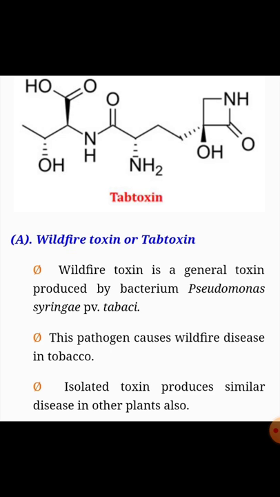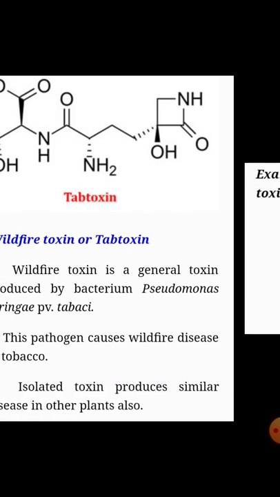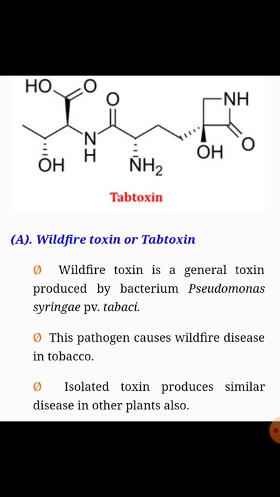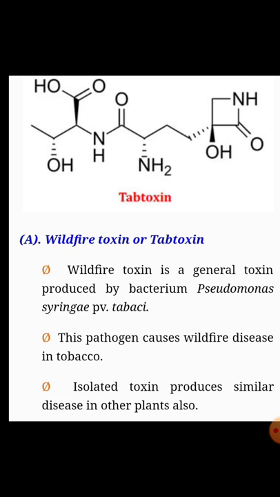Wildfire toxin is generally a toxin produced by the bacterium Pseudomonas syringae, species tabaci. This pathogen causes wildfire disease in tobacco. Isolated toxins produce similar disease in other plants also. As we discussed, these are non-host specific. So this toxin can produce disease in all types of plants, in diseased as well as other plants, producing similar types of symptoms.